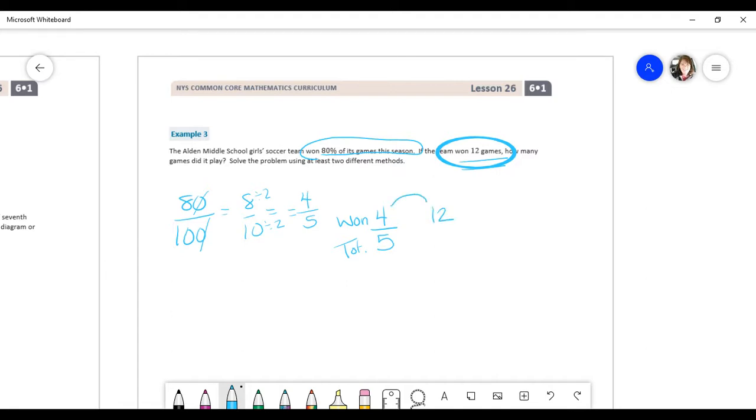How do I get from 4 to 12? Times 3. So what's 5 times 3? 15. So how many total games were there? 15 total games.